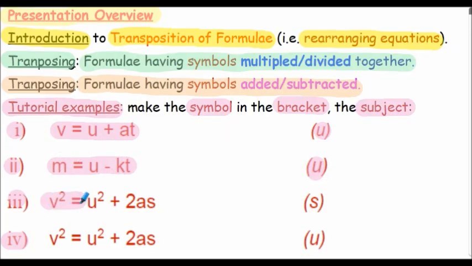V squared equals u squared plus 2as. V squared is the subject of the equation, we've got to rearrange for s to be the subject, and again considering the same equation, you have to make u the subject of the equation. These examples are worked through in detail.